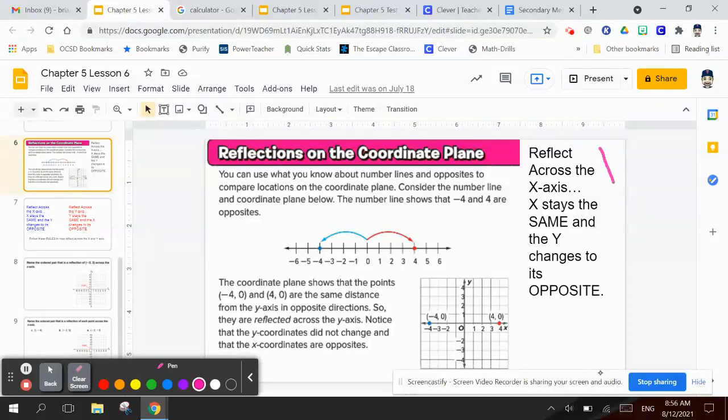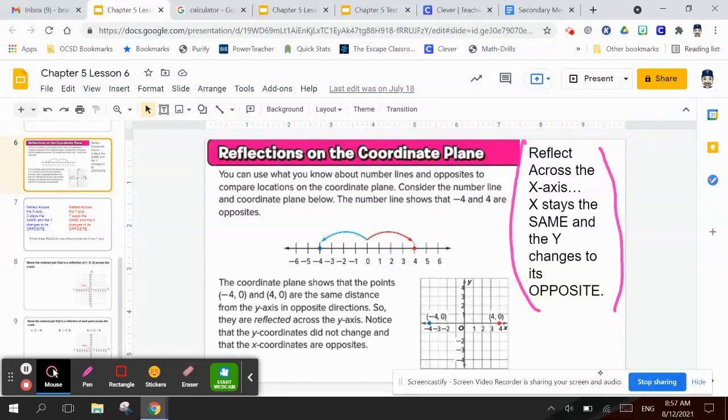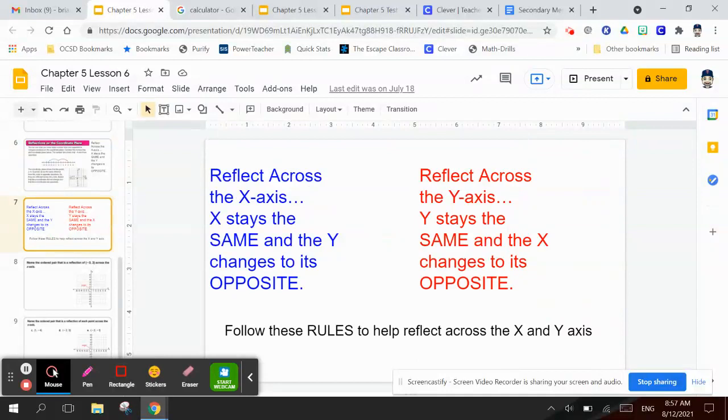I wrote down over here something that I hope you write down in your notes to help you remember. When you reflect across the x-axis, x stays the same and the y changes to its opposite. When you reflect across the y-axis, y will stay the same and the x changes to its opposite. Follow these rules to help reflect across the x and the y axis.